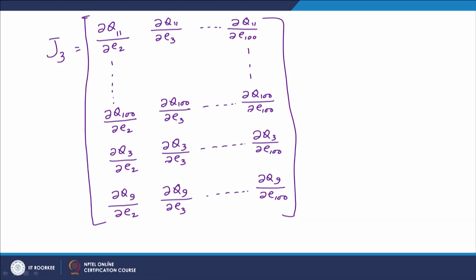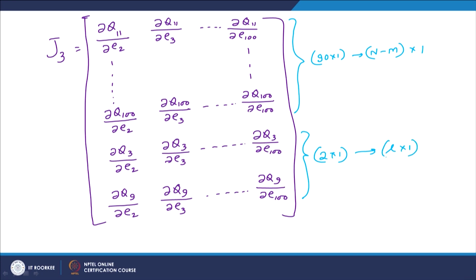So up to this it is actually 90 cross 1, that is n minus m cross 1, and these two are 2 cross 1, that is l cross 1. A similar structure would also be for J4; the only difference is that instead of E in the denominator, it would be the imaginary part of the voltages. The rest of the structure is the same.